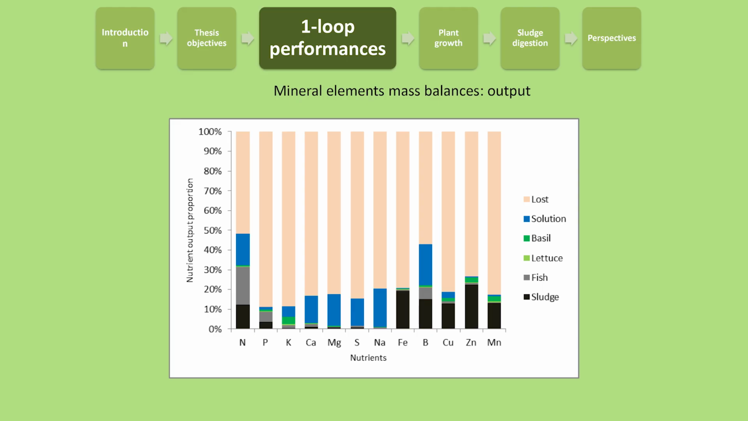Now, if we look at the mass balances output, that was a quite disappointing result. We have to be careful with this result, but what we can see is most of the nutrients inputted were lost, more than 50%, which means that the plant in our system didn't uptake that much. It's around 1 or 2%.